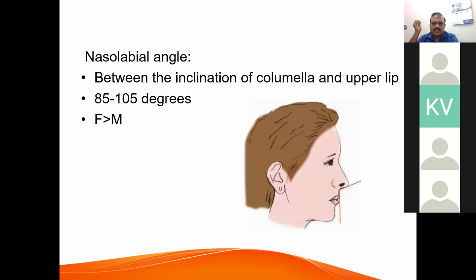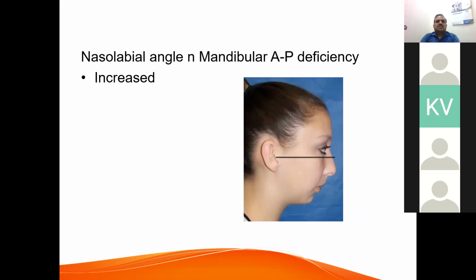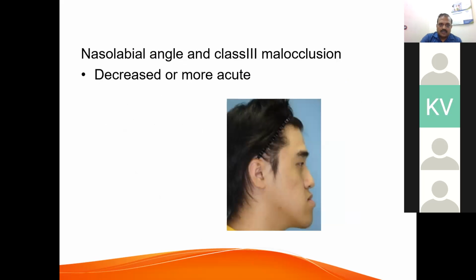The inclination between the columella and the upper lip defines the nasolabial angle. With mandibular deficiency, there can be an increased angle. When you advance the mandible, the problem can get corrected. And for the nasolabial angle and class 3 malocclusion, when you do a mandibular setback, this nasolabial angle also gets corrected.